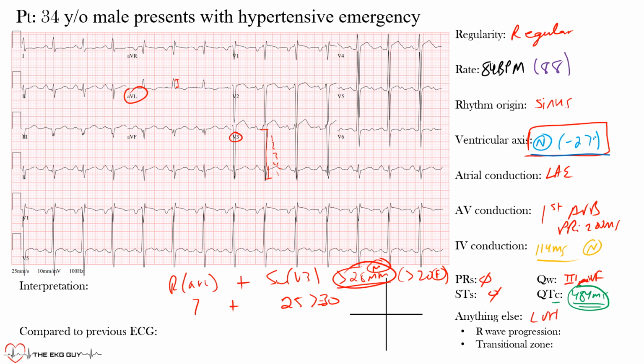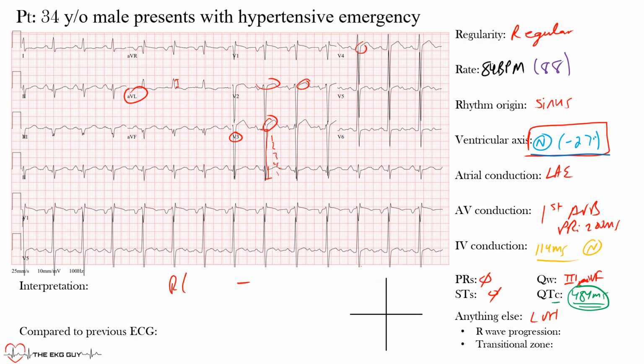And the LVH is actually what's causing some of these elevations here, that strain pattern you may call it, in those leads. Not so much ischemia, although he may be getting there with how high his blood pressures were when he came in. They were in the 200s, his systolic.